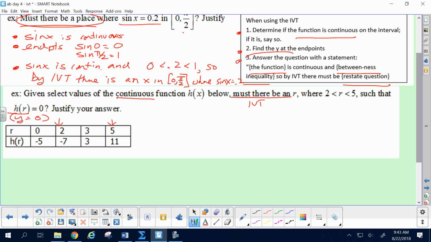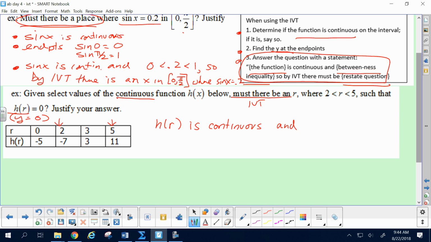Here's the basic template for the statement, the function. Now, the function is specific to the problem. What's the function here? What's the name of the function? H of r, okay? H of r is continuous. You don't have to justify why you say that. It's given to you, okay? H of r is continuous, and now the betweenness. Continuous and betweenness. Give me the betweenness inequality.